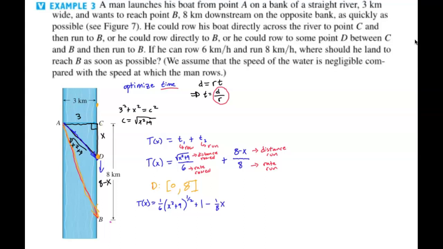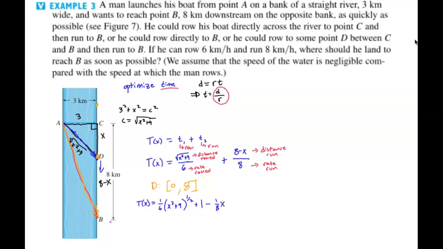So I haven't done any calculus, I just simplified the function as it is, so that now it'll be an easier function to do calculus with. Everybody with me? Online, you good? All right, let's do calculus.